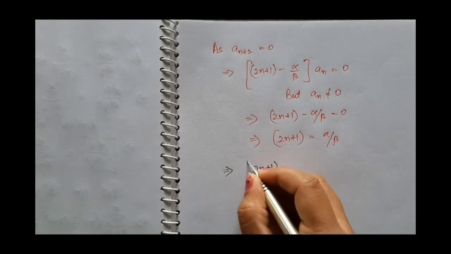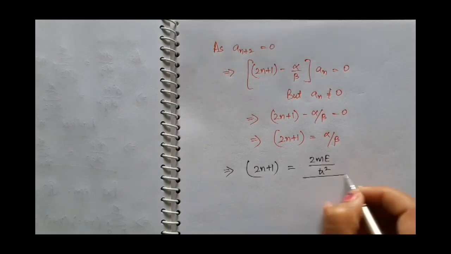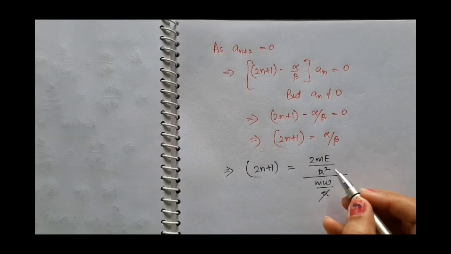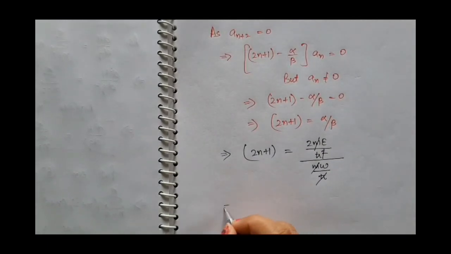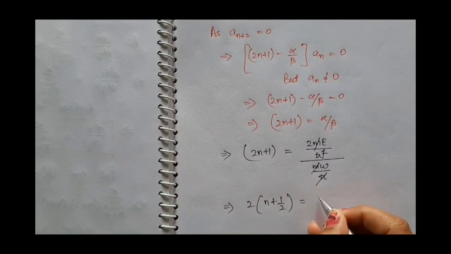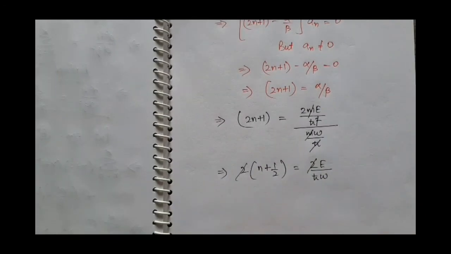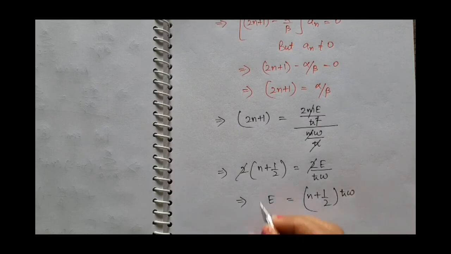So 2n plus 1 is equal to alpha, which is 2mE upon h cut square, divided by beta, which is m omega by h cut. So h cut and h cut will be cancelled out, m and m will be cancelled out. If you take 2 common from here, you will have n plus half equal to 2E upon h cut omega. 2 and 2 will be cancelled out. So the energy of the simple harmonic oscillator comes out to be (n plus half) h cut omega.